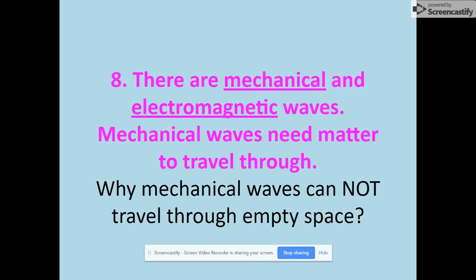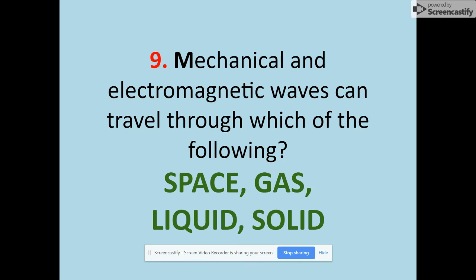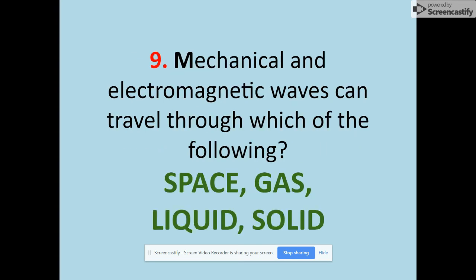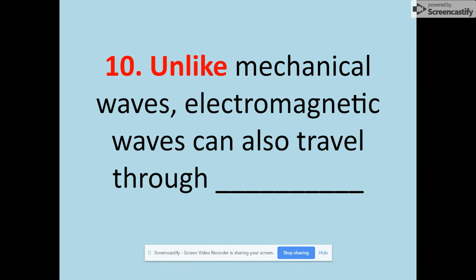Okay, there's mechanical and electromagnetic waves. Mechanical ones need matter to travel through. Why can't mechanical waves travel through empty space? Okay, question here. Travel through which of the following? If we're looking at both kinds of waves. And unlike mechanical waves, electromagnetic waves can also travel through. So different from this question, this one asks what can they both travel through? This one's just looking at electromagnetic.